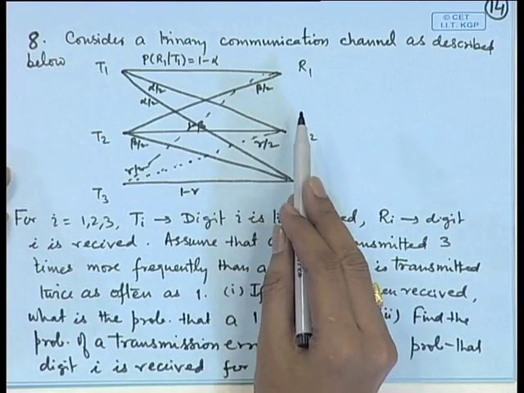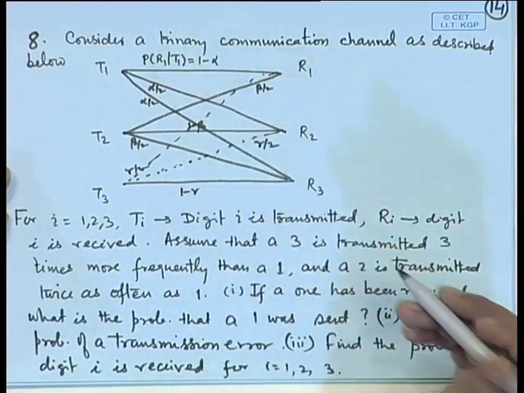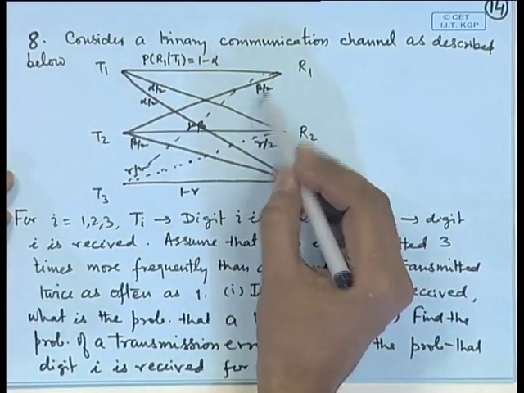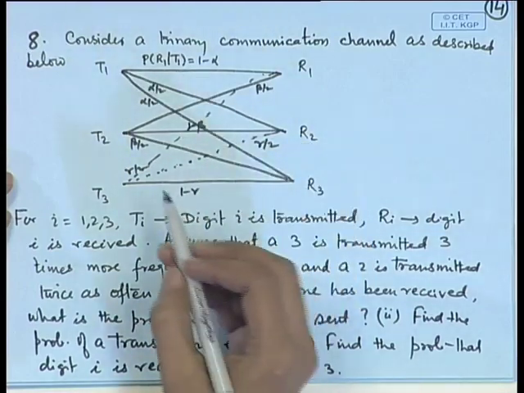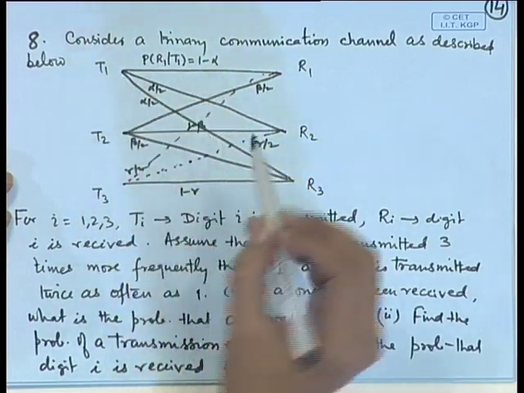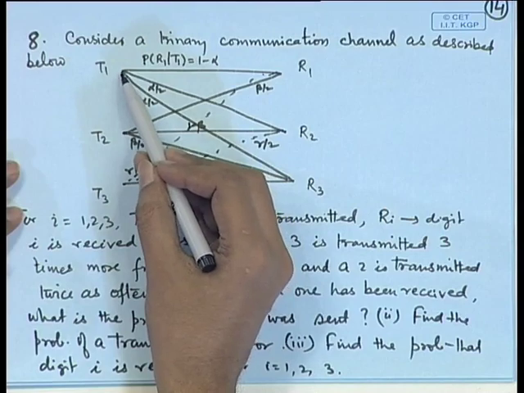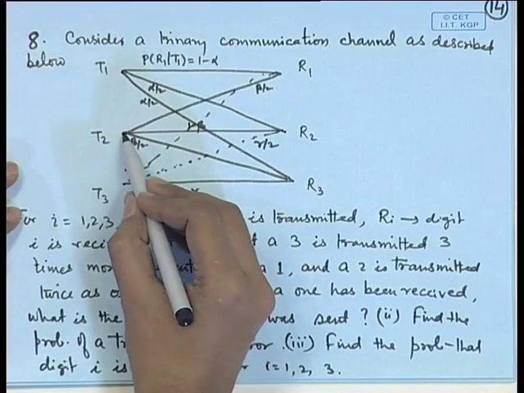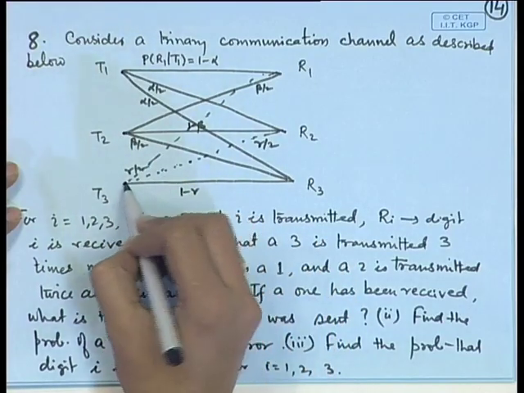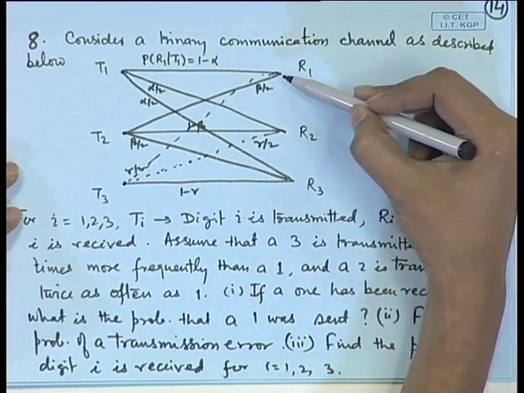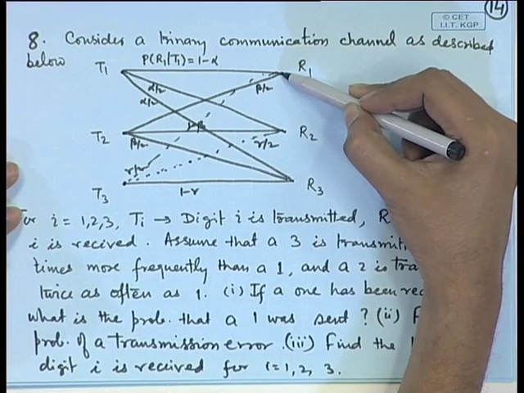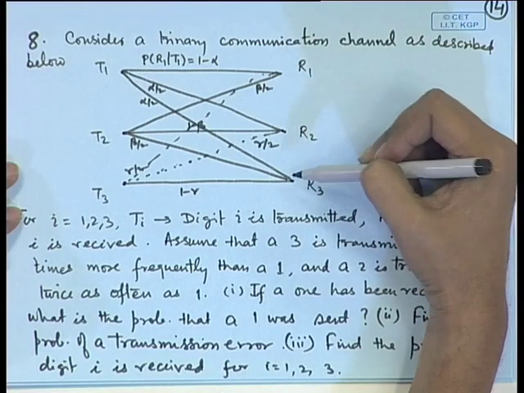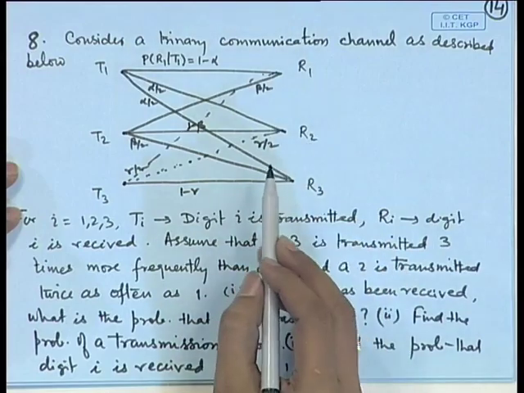Consider a communication channel. Here again are some further applications of conditional probabilities. We have a trinary communication channel. Let me explain these things. T i means that digit i is transmitted. So T 1 means the digit 1 is transmitted, T 2 means digit 2 is transmitted, T 3 means digit 3 is transmitted. R 1 means digit 1 is received, R 2 means digit 2 is received, R 3 means digit 3 is received. So it is a trinary communication channel.